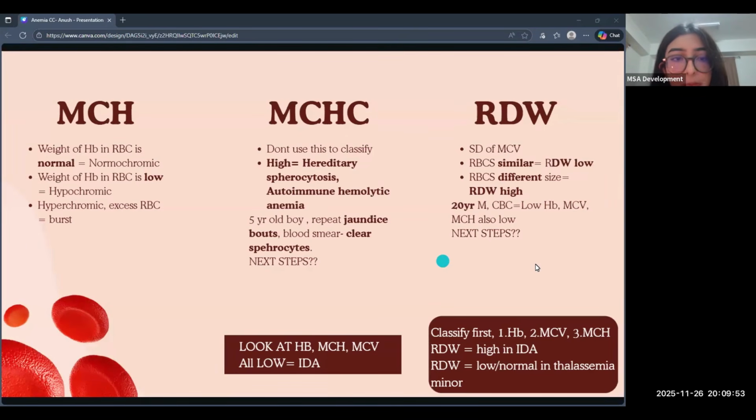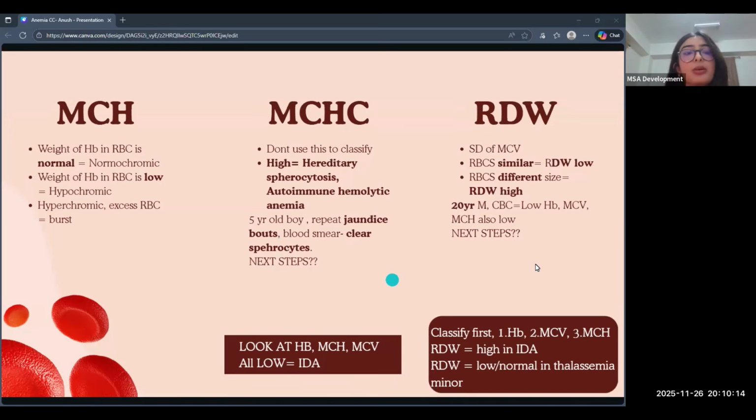Now let's do two random questions that Dr. Rehan gave us in the lesson. First, we have a 5-year-old boy. He has repeated jaundice and his blood smear shows clear spherocytes. What's the next step when you see clear spherocytes? It's spherocytosis, so we'll run the appropriate test for it.